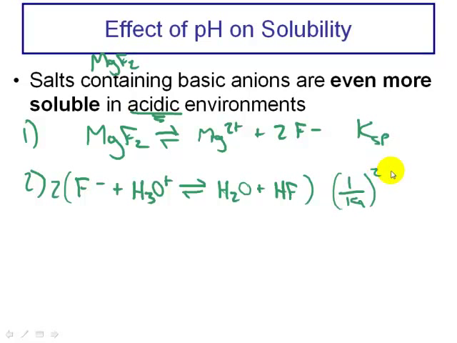But I'm not going to make you do any math with this. I just want you to understand why this is going to be more soluble in an acidic environment. That goes back to Le Chatelier's principle. In an acidic environment, fluoride is going to react with hydronium. That reaction is going to happen strongly. It's going to be very product favored, which means the fluoride gets used up. If this gets used up, that causes this to dissolve more because the position of equilibrium shifts to the right. Does that make sense? Okay.